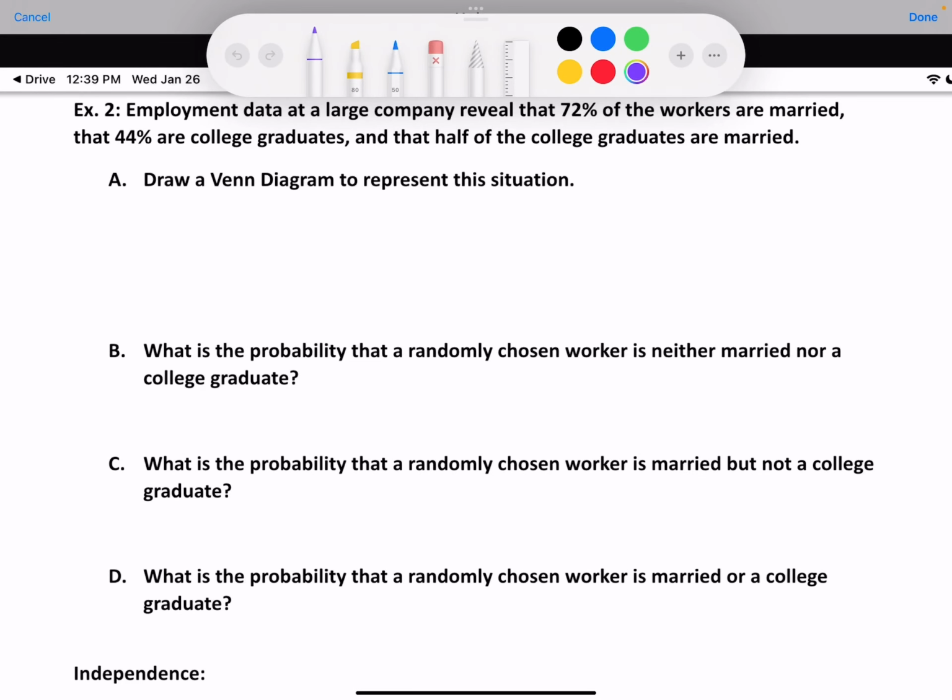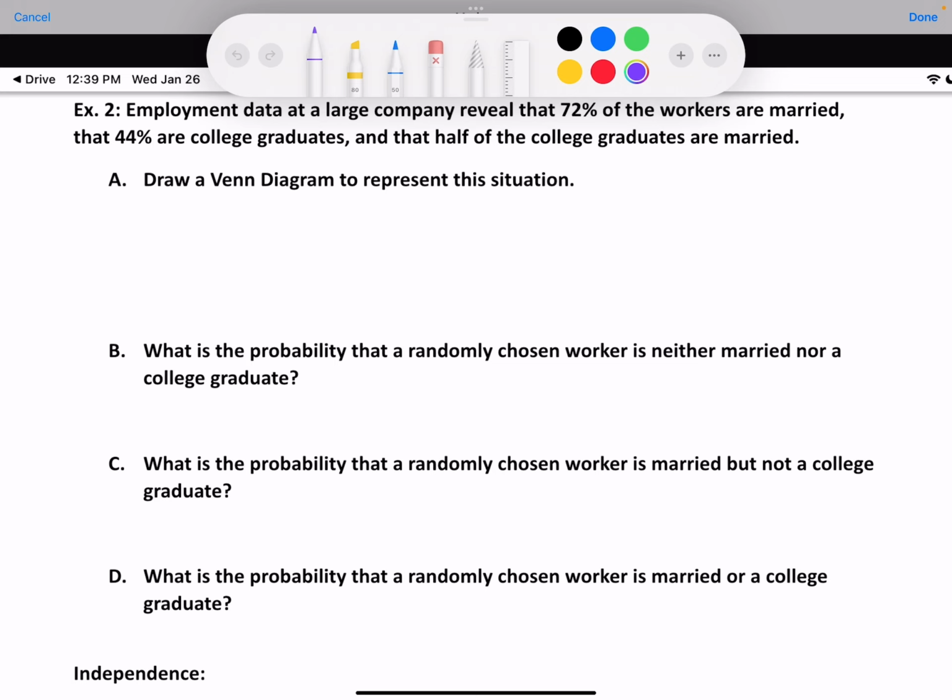Employment data at a large company reveal that 72% of the workers are married, that 44% are college graduates, and that half of the college graduates are married. So, draw a Venn diagram to represent this situation. Venn diagram, the circle thingies?